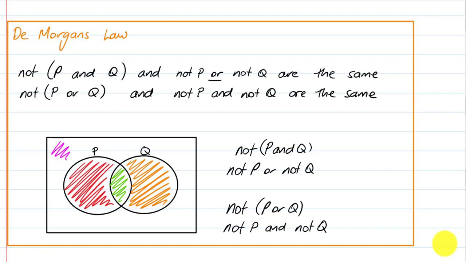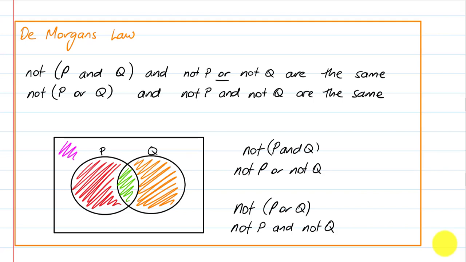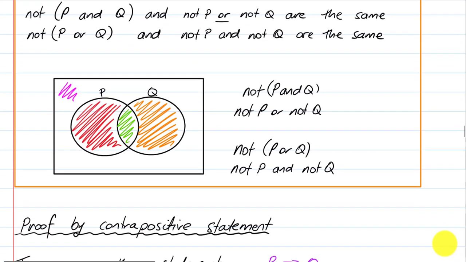And then the other one is not (P or Q). P or Q is red, orange, or green. And therefore not (P or Q) is pink, which is the same as not P and not Q. Not P and not Q is also pink. So it's worth taking some time to think about that, but it's basically our way of expanding a negated statement. And it might be important. Now, I'm not saying you need to memorize De Morgan's law. It's not on your formula sheet, but it can be done logically, particularly if you think about a Venn diagram like this, and colors are often a nice way of looking at it.